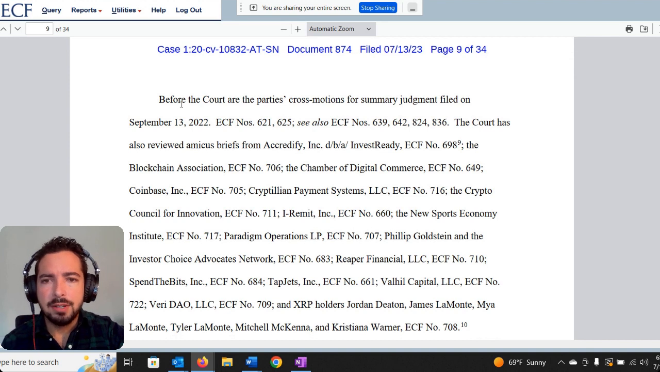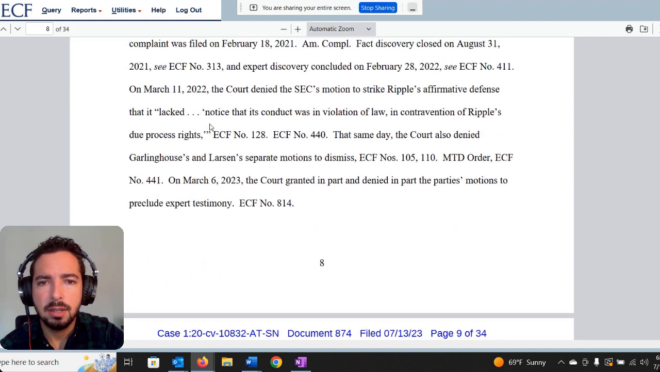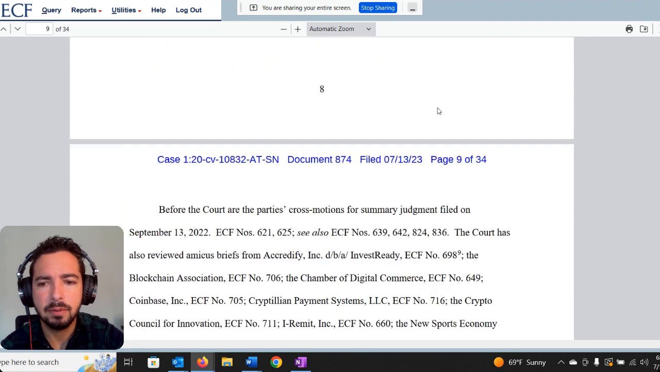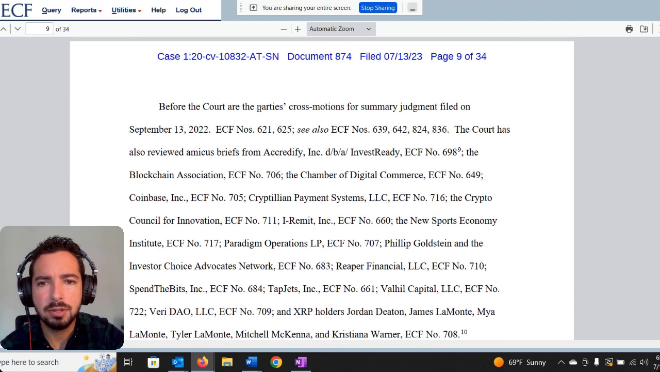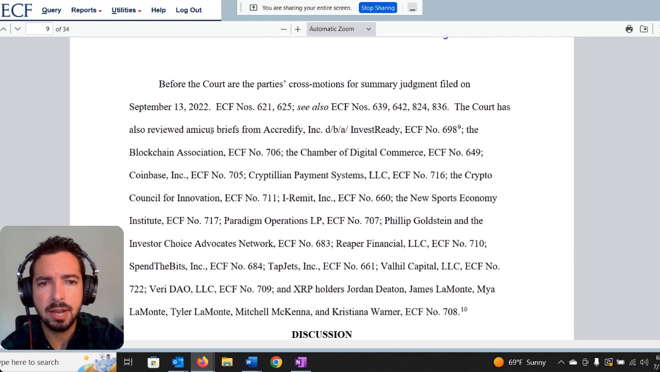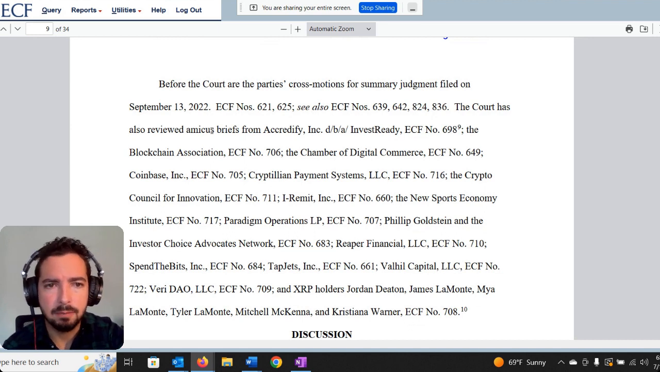All right, before the court are the parties' cross motions for summary judgment filed on September 13th, 2022. Expert discovery concluded on February 28th, 2022. And then the cross motions for summary judgment were filed later that year in September. So there might have been expert reports that were attached to it. And I haven't been following those motions that were made, so I don't really know. But we'll see if that's involved in the court's opinion.